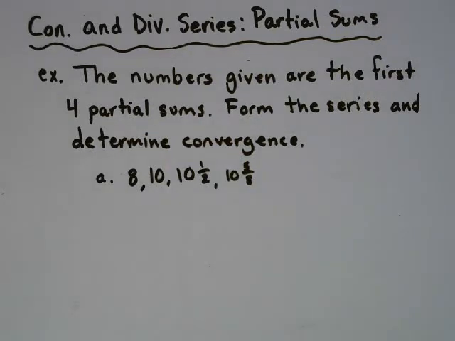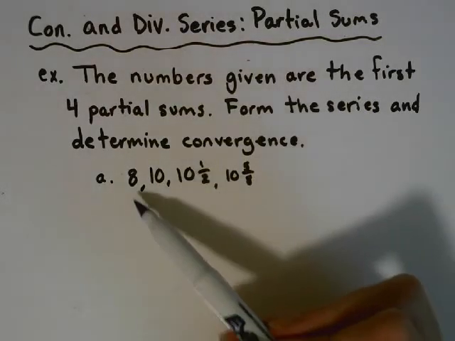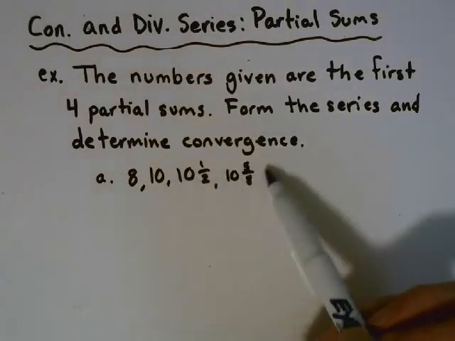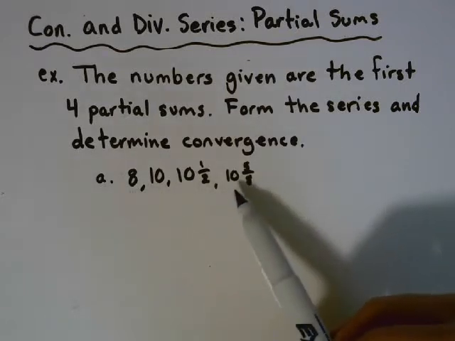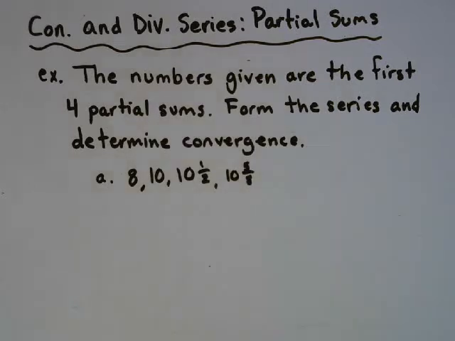Next example, the numbers given are the first 4 partial sums. We're going to form the series and then from that determine the convergence. So you can probably already kind of guess looking at the series. So this is not the series, this is the sums. So we're adding more and more terms, and these are our results. So what you can see is it's getting bigger, but it's not getting bigger very quickly. So we're going to look at the series itself by finding the terms.